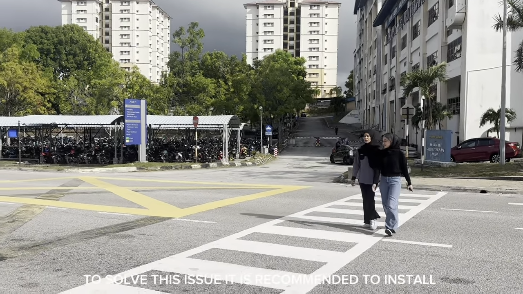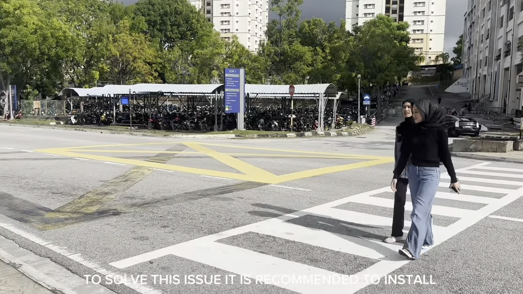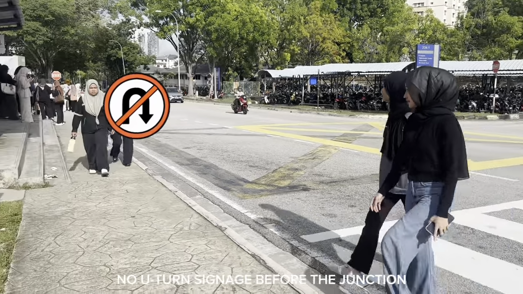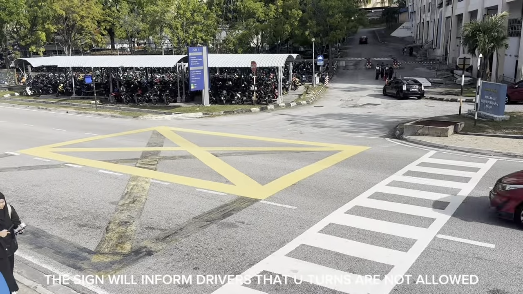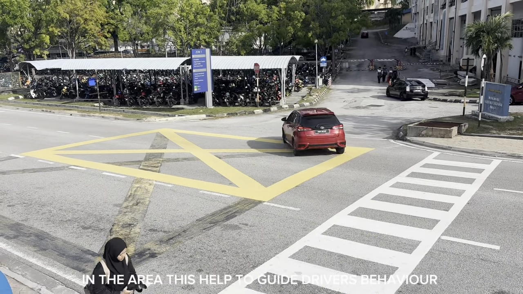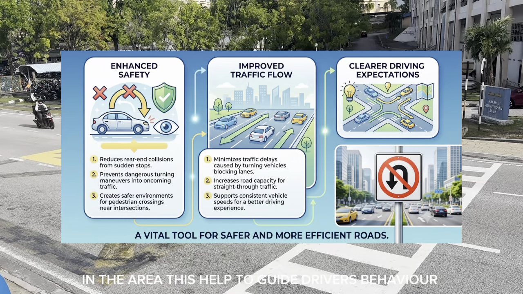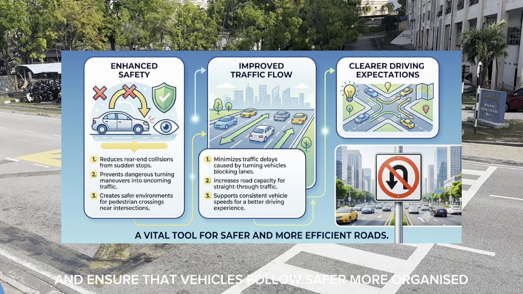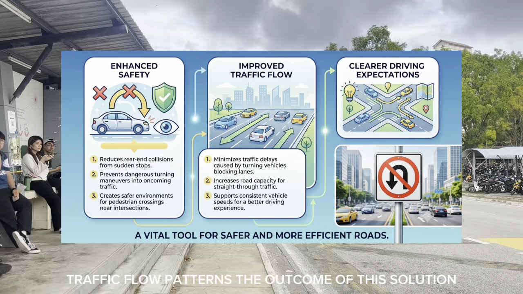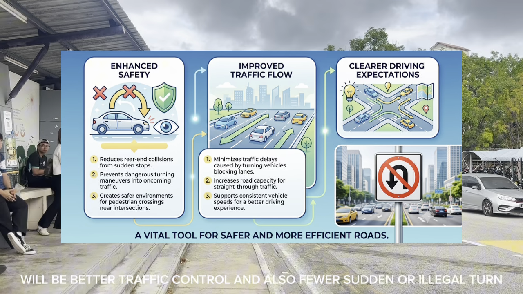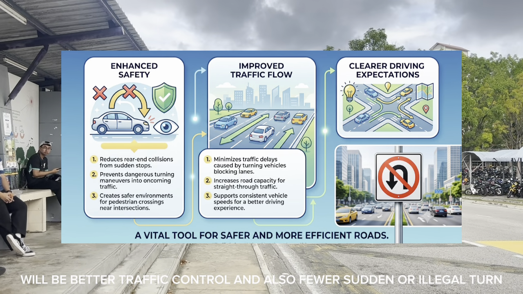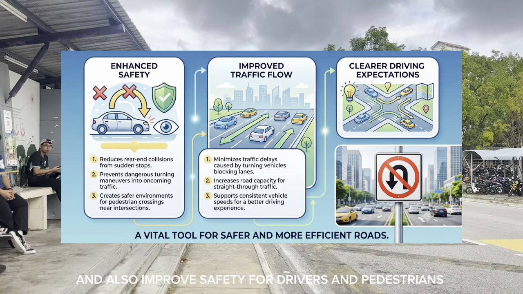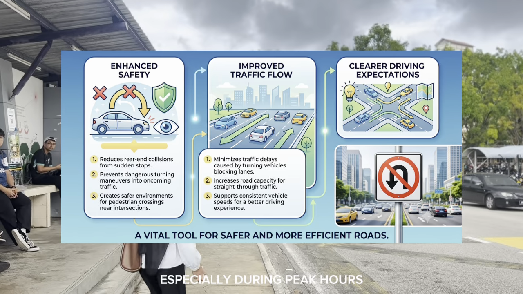To solve these issues, it is recommended to install no U-turn signage before the junction. The sign will inform drivers that U-turns are not allowed in the area. This helps to guide driver behavior and ensure that vehicles follow safer, more organized traffic flow patterns. The outcome of this solution will be better traffic control, fewer sudden or illegal turns, and improved safety for drivers and pedestrians, especially during peak hours.